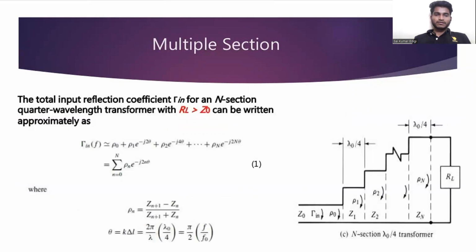Now the total input reflection coefficient gamma in for an n-section quarter wavelength transformer with RL greater than Z0 can be written approximately as gamma in equal to rho 0 plus rho 1 e power minus j2 theta plus rho 2 e power minus j4 theta plus and so on up to rho n e power minus j2n theta, that is equal to sigma n equal to 0 to N of rho n e power minus j2n theta, where rho n is Zn plus 1 minus Zn by Zn plus 1 plus Zn. Here the n-section lambda naught by 4 transformer is given.